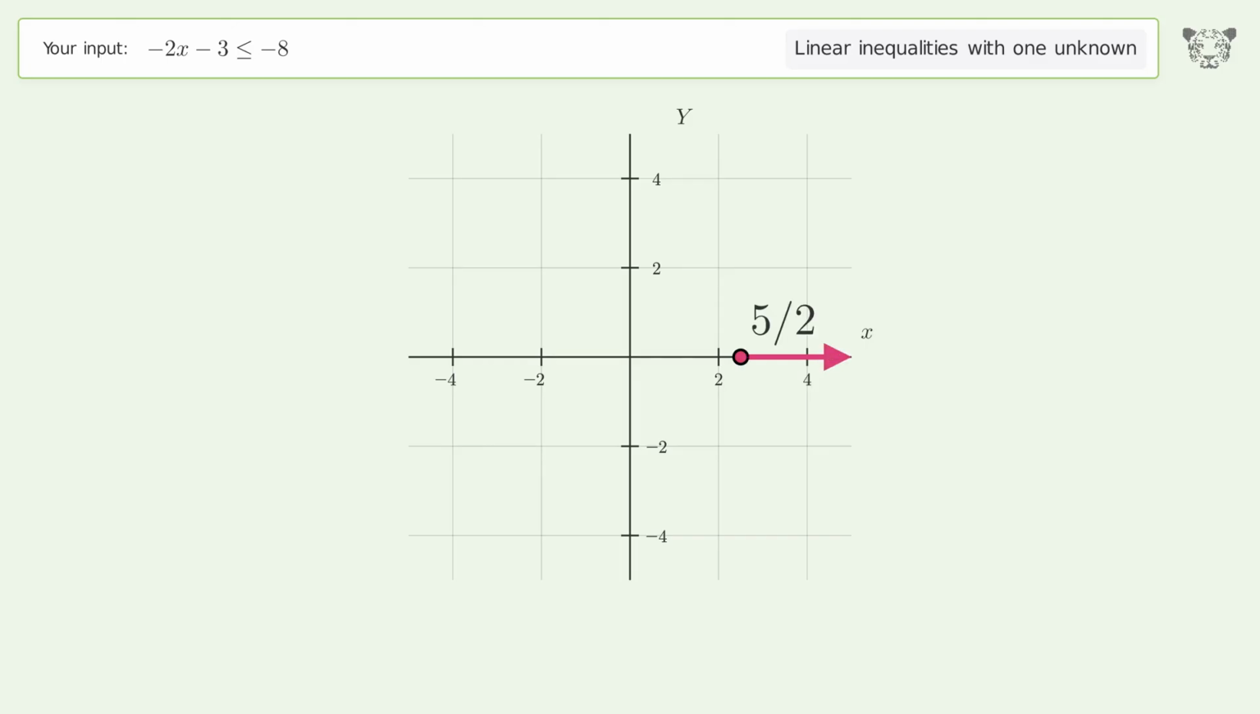And so the final result is x equal or greater than 5 over 2 equal or greater than 21 over 2.